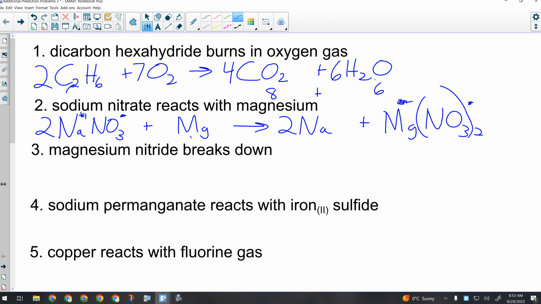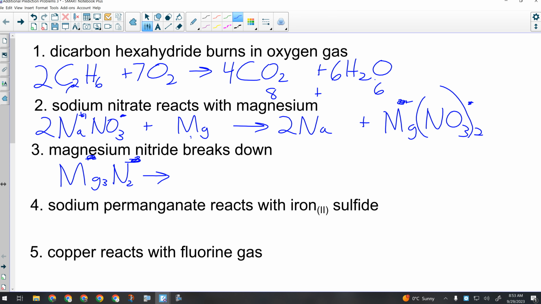Some people did on 3. Magnesium nitride breaks down. Okay, what kind of compound is that? It's ionic. Do I need to drop and swap it before I even identify the type of reaction here? Yeah. Okay, so this is a -3, this is a +2, so Mg3N2. Okay, now I only have 1 reactant. What kind of reaction is it? It's a simple decomposition reaction.